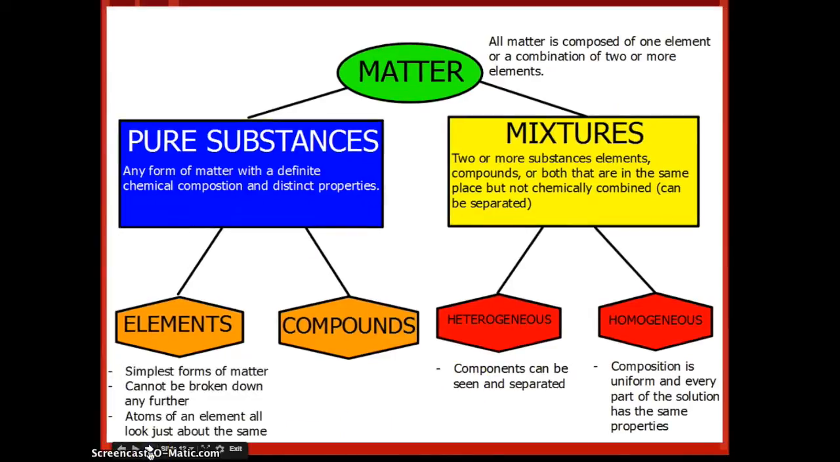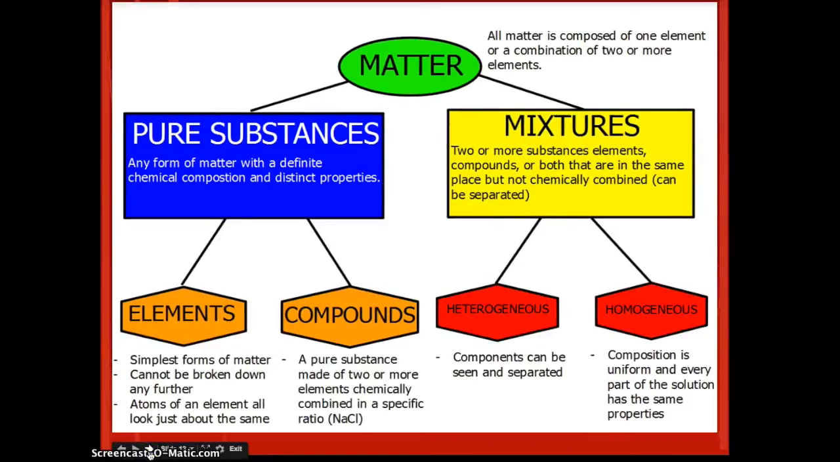So what does that mean? Well, when I look at an element, it is the simplest form of matter. It can't be broken down any further, and the atoms of all elements basically look just about the same. So when I have an element, it is made up of all the same types of atoms. Now a compound is also a pure substance, but it's made up of two or more elements chemically combined in a specific ratio. So like salt, NaCl is a good example of this. And the reason it's not a mixture is because these are locked together by a bond. So we're going to talk about that again as well.